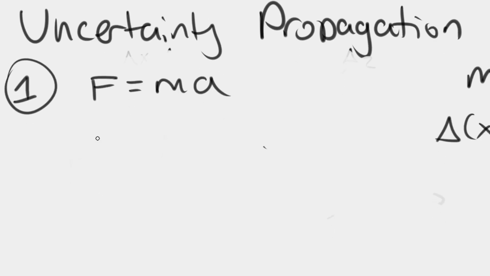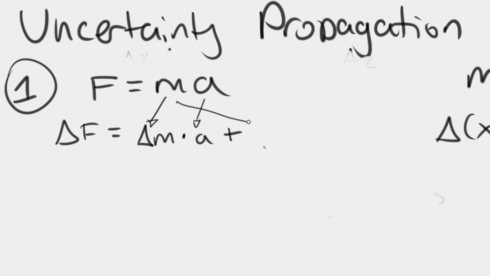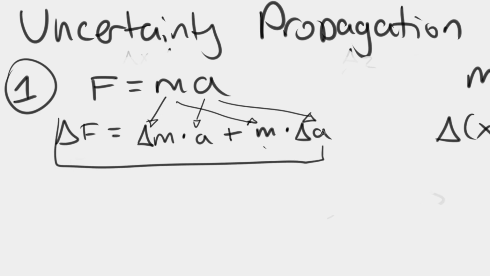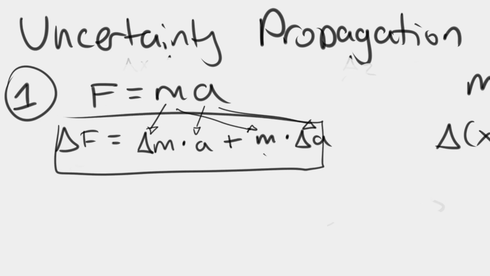So let's apply this over here. To find the uncertainty of the force, we have to take the uncertainty of the first thing, delta m, and multiply it by the regular value of the second thing, a, plus the regular value of the first thing, m, times the uncertainty of the second thing, delta a. So this is what your answer would be. Simple enough. That's just one rule.